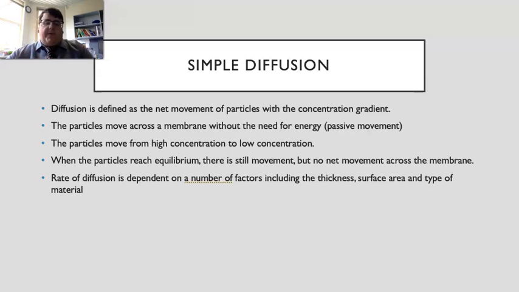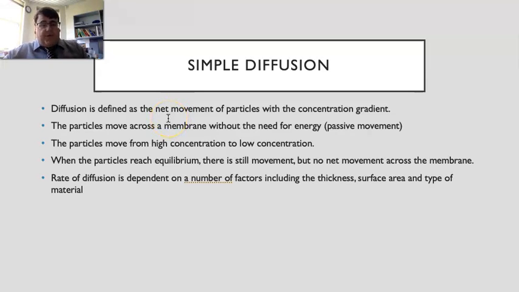So now that we've talked about the cell membrane, we do need to talk about basically how particles are moving across the cell membrane, and you are going to be doing an experiment on this. So simple diffusion is the simplest movement of particles across the membrane. Going back to year 9-10, diffusion is defined as the net movement of particles with the concentration gradient. So they're moving from high concentrations to low concentrations in order to balance out and reach an equilibrium, so you've got equal concentrations on both sides of the membrane.